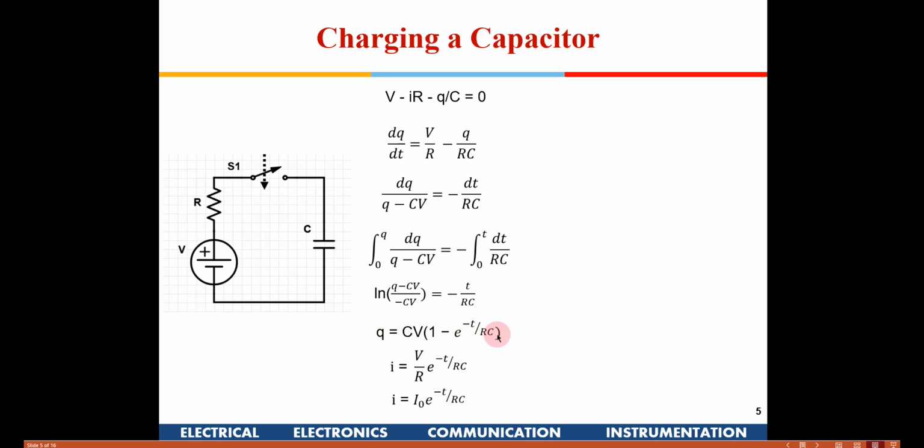Now if you differentiate it with respect to t, you get the current value. So I is equal to V by R e to the power of minus t by RC. Now I can represent V by R as I0. Why do I do that? Initially, when I switch on this switch, the capacitor acts like a short circuit because there is no charge accumulated at all. So the moment I switch it on, the current in this circuit will be V by R. This is I0, the initial current. So I is equal to I0 into e to the power of minus t by RC.